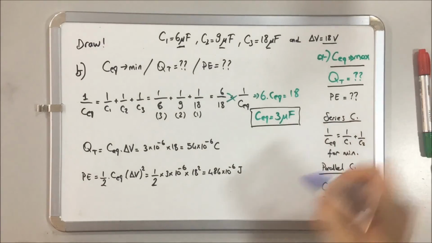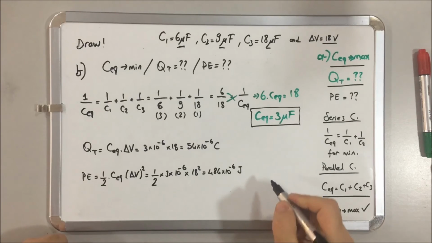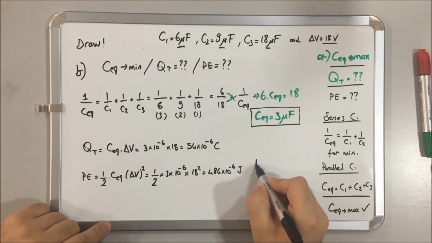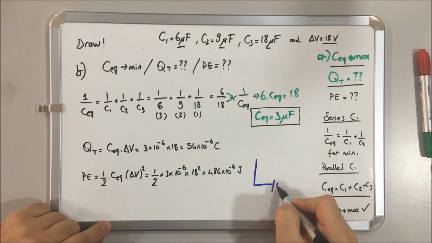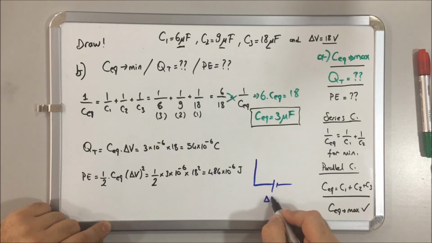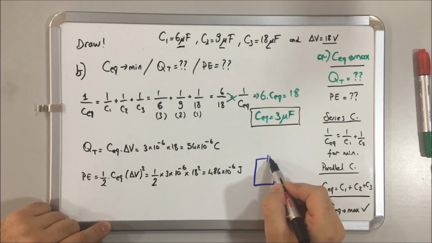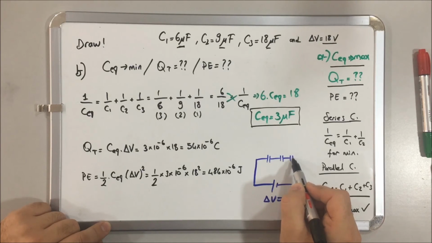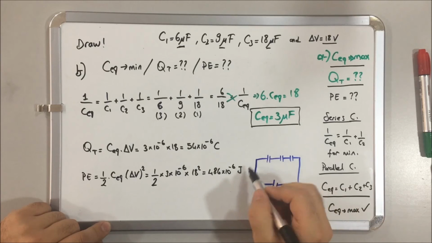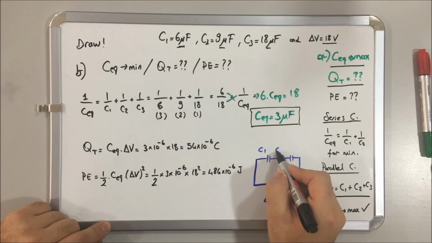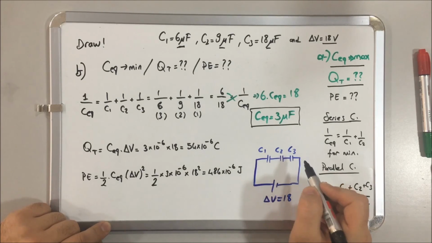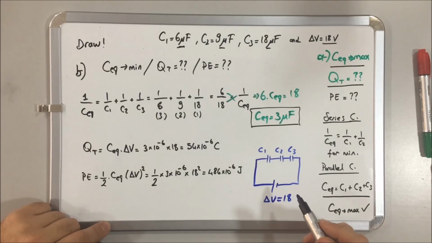And let's draw the circuit diagram of it. If we draw the circuit diagram, it will be like that. Delta V is equal to 18. This is the first, second, and third capacitor, C1, C2, and C3. This is the series combination, and this must be 18 volt.